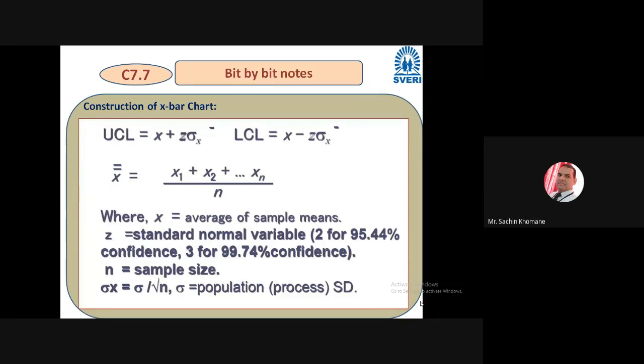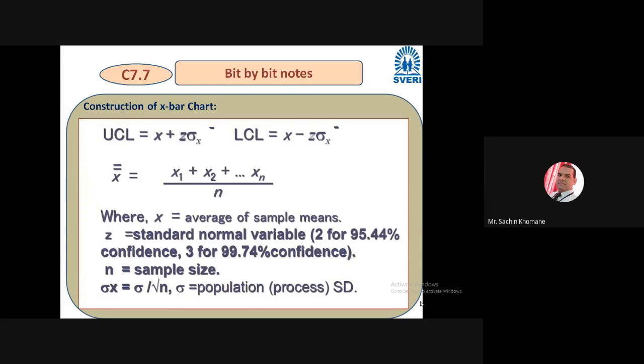So if you want to draw the X bar chart, all of us know that every control chart has two limits, UCL, upper control limit, and LCL, that is the lower control limit. So how to calculate the upper control limit? X double bar plus Z sigma X bar, and how to calculate LCL? X double bar minus Z sigma X bar. Now friends, one center line is also there. Okay. So above the central line the UCL will be there, and below that central line there will be an LCL.